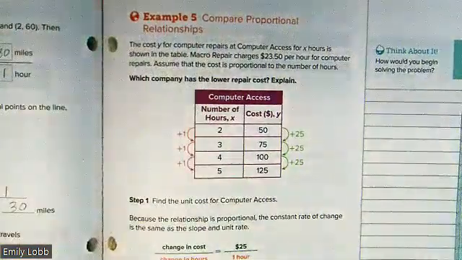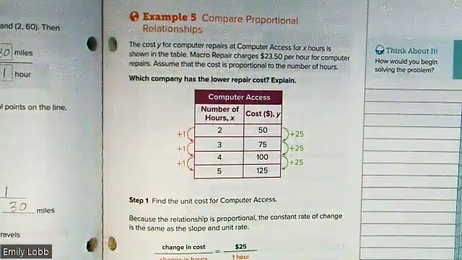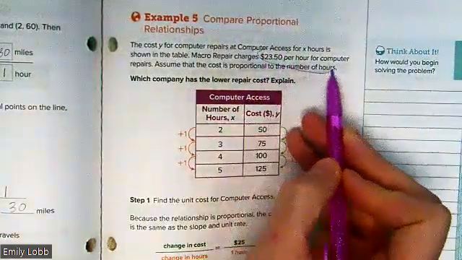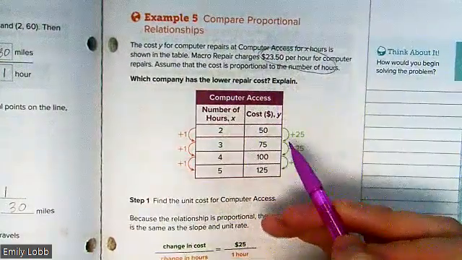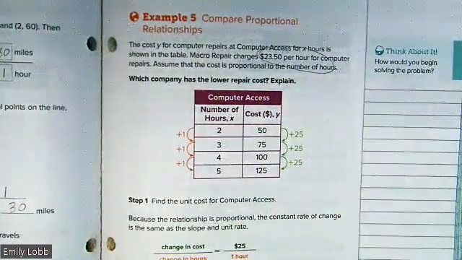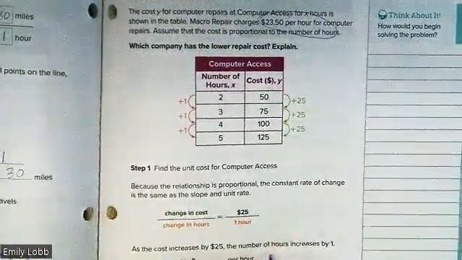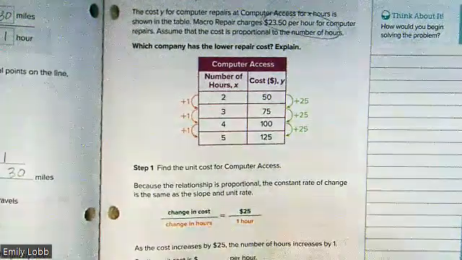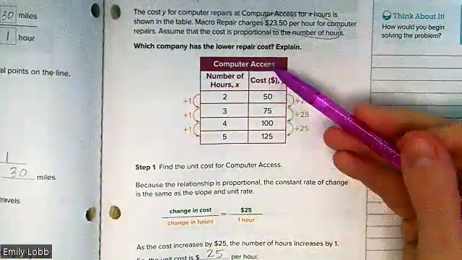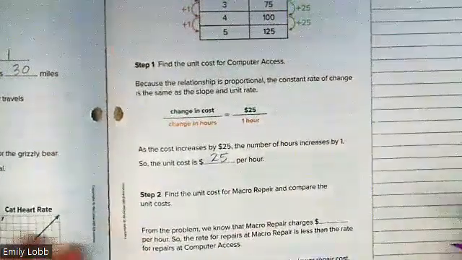So we're trying to figure out what each change in cost, each unit rate, is. So here they're telling us our rate, $23.50 per hour. Here they're showing it to us. 50 divided by 2 gives us 25 over 1, right? So it's $25 per hour. So as the cost increases by $25, the number of hours increases by 1. So the unit cost is $25 per hour. So they're finding this rate. They've already been given this rate, and now we should be able to compare them.